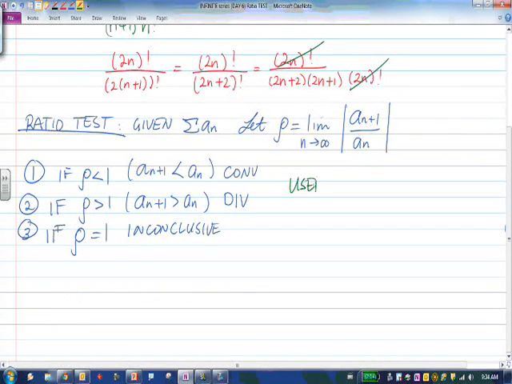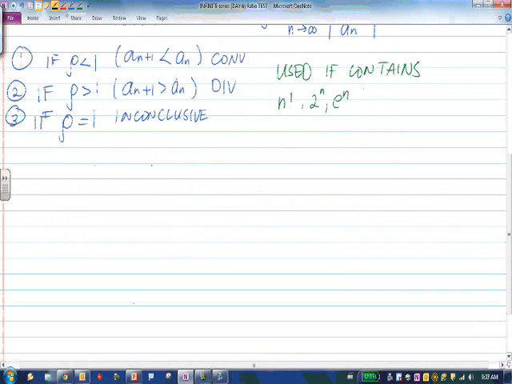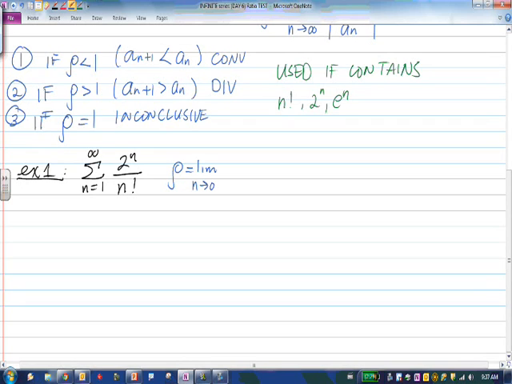The ratio test is typically used if the series contains terms that have factorials, or 2 to the n, anything like that. So if it contains n factorial, 2 to the n, e to the n, or especially if there's a combination of those, then it's typically the ratio test that's your best bet. Let's start with our first example. So let's assume our series is sigma n equals 1 to infinity, 2 to the n over n factorial. So this is a good candidate for the ratio test because of the factorial, but also because it's in a mixture with exponentials. So we're going to let rho equal the limit as n approaches infinity of the n plus first term, which looks like this, 2 to the n plus 1 over n plus 1 factorial, all over the original, which is 2 to the n over n factorial.